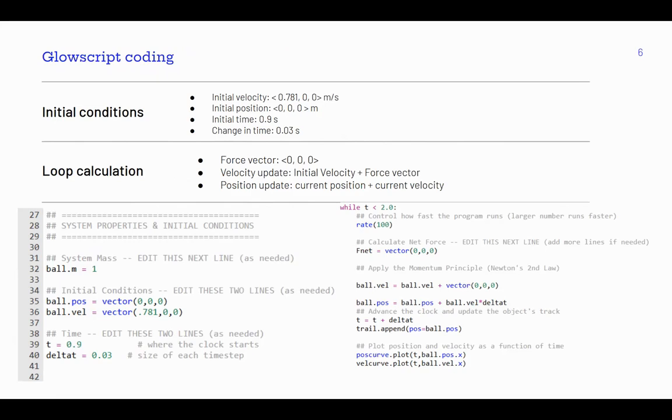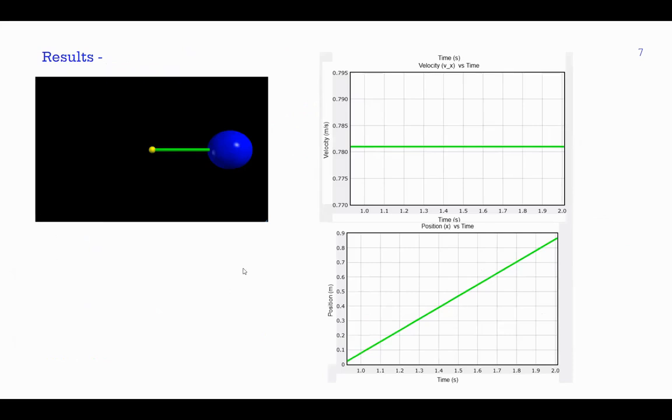For our position update, we used current position plus current velocity times delta t. So at time 0, our position was 0 plus the initial velocity times delta t. So at a specific time, it would be the position of the object plus the velocity times the change in time, which is 0.03. And these were the results. They were pretty much identical to our data.